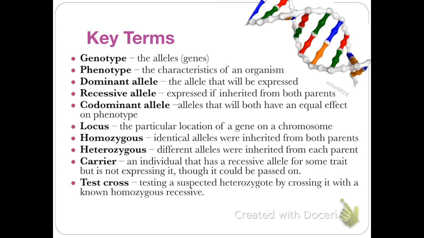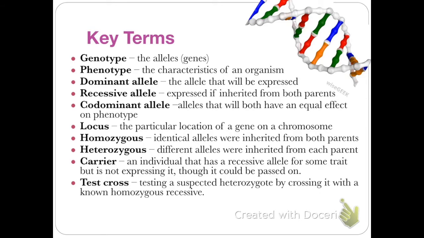And then there's also codominant alleles. These are alleles that will both have an equal effect on phenotype and sometimes actually result in a mixing effect. For example, maybe we have a gene for a red flower from one parent, a gene for a white flower from another, and the offspring ends up being pink. Locus is the particular location of a gene on a chromosome. This is important for being able to match up homologous pairs and also to make sure that the offspring gets a complete set of DNA.